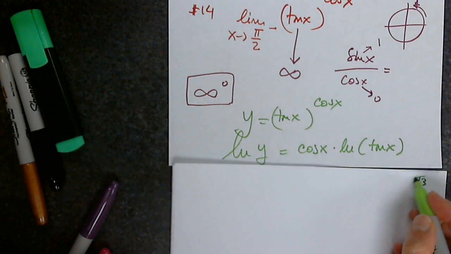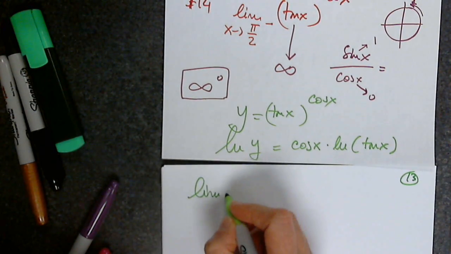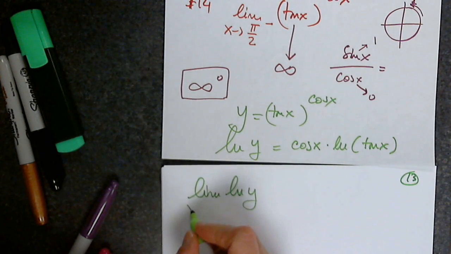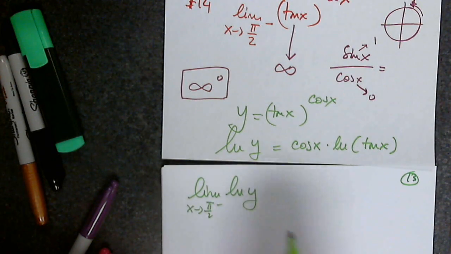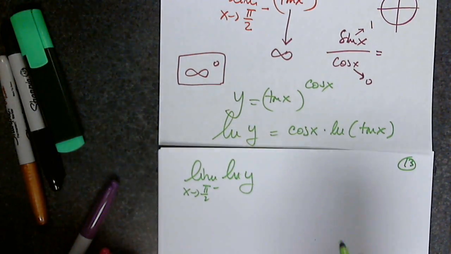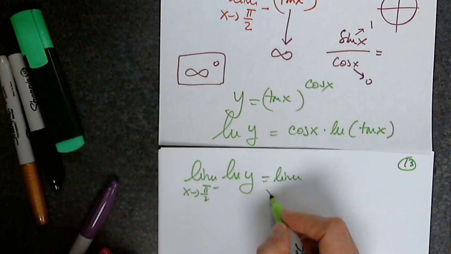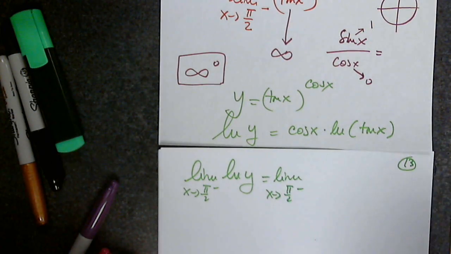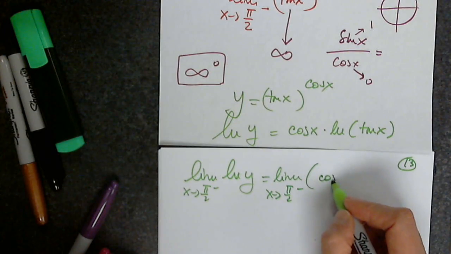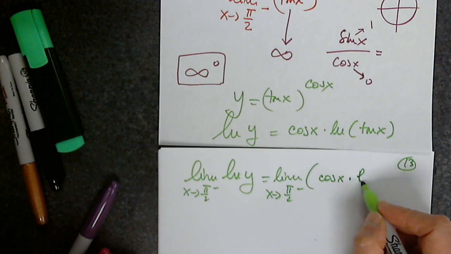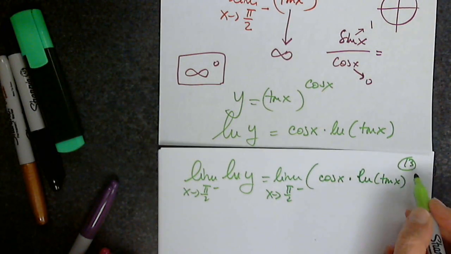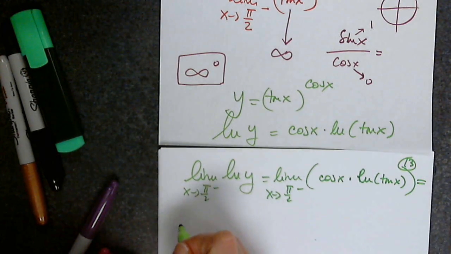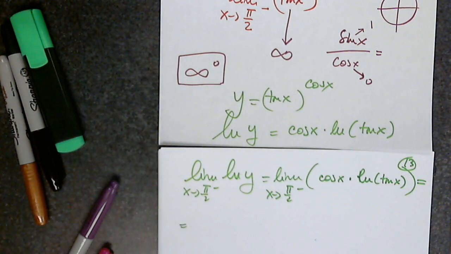So now I have to apply the limit to the natural log y when x approaches pi over 2 from the left. I have to write the limit as x approaches pi over 2 from the left of cosine x times natural log of tangent x. Now I have to see what this is all about. So one more time, I could not determine the limit of the function I was given.